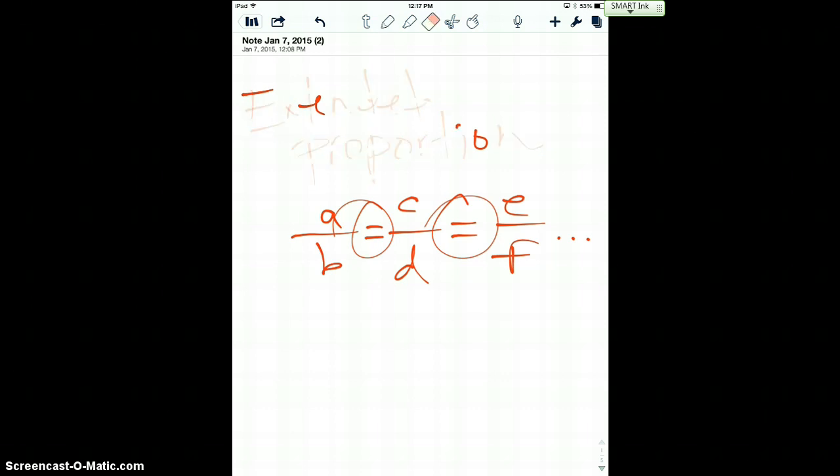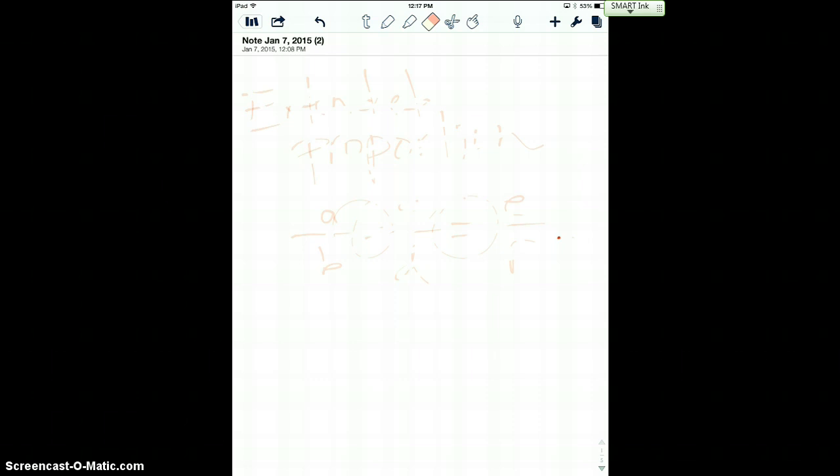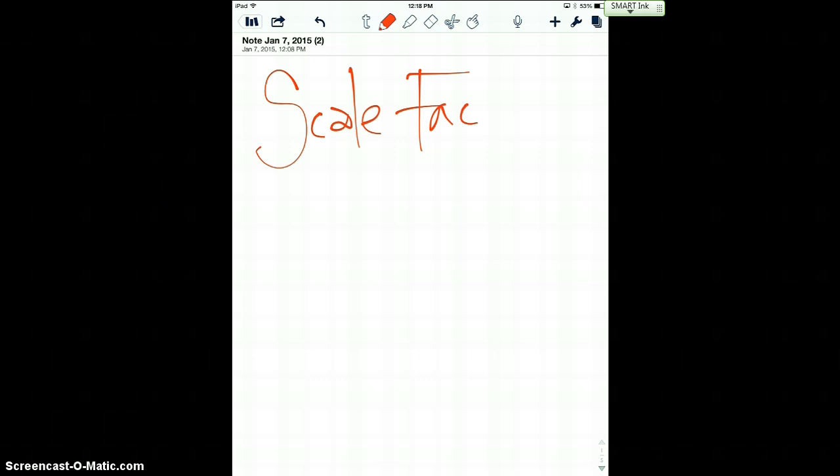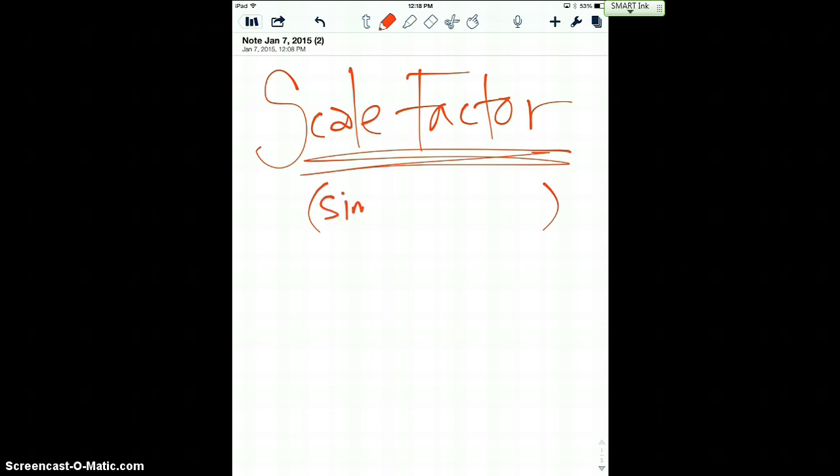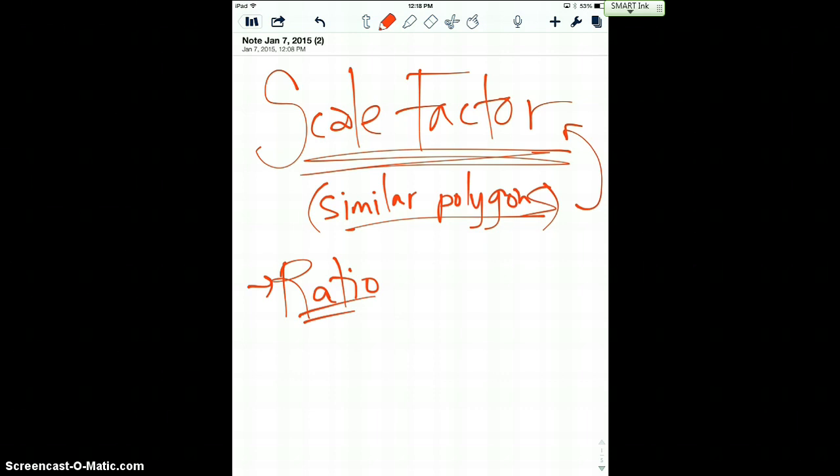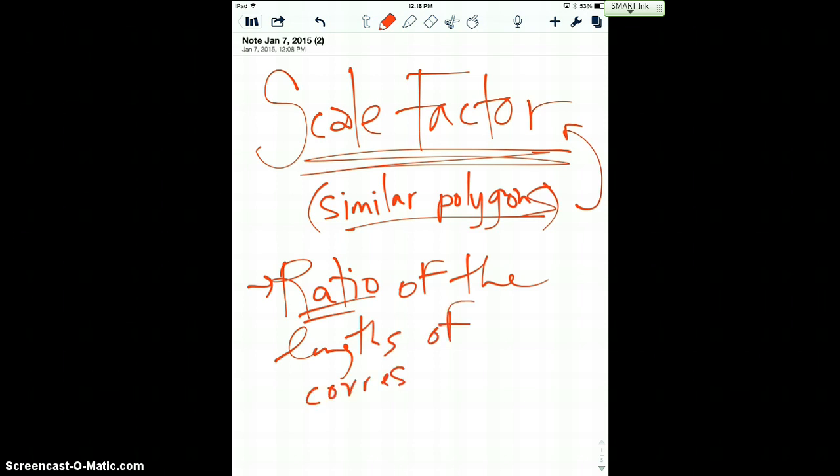Okay? All right, next term. Let's get this figured out. Okay, one that confuses a lot of people. It's known as the scale factor. We use the term scale factor, I'm going to put in parentheses, when you have similar polygons going on. Okay, because if I got similar polygons, I'm probably going to ask you what the scale factor is. So the scale factor is, it's a ratio. That's all it is. It's just a ratio of the lengths of the corresponding sides.